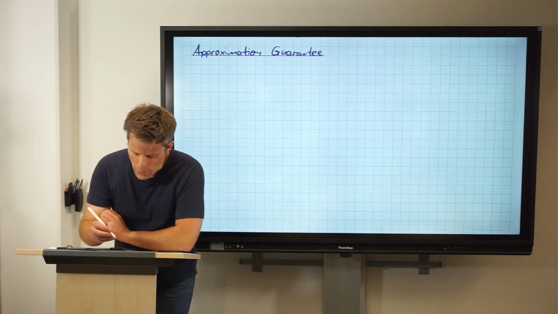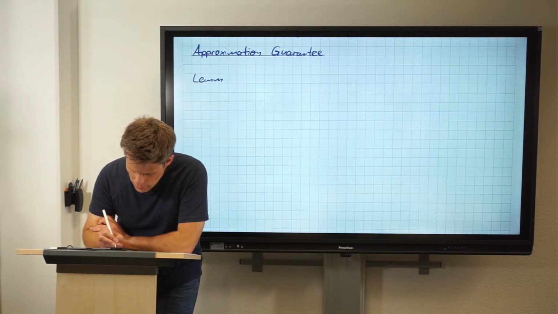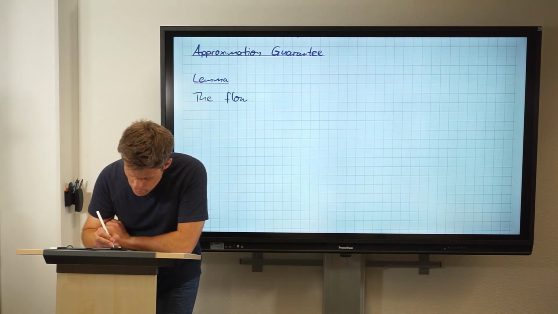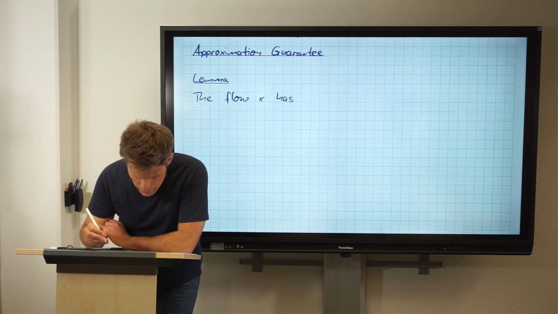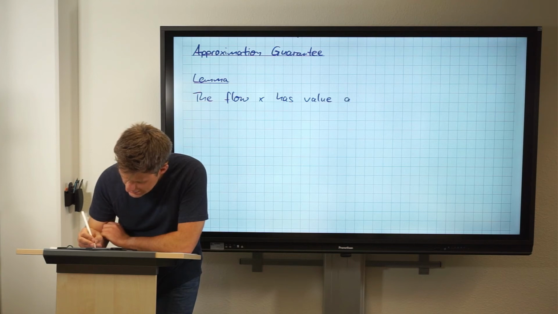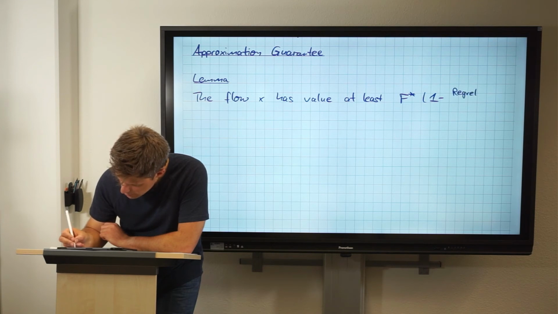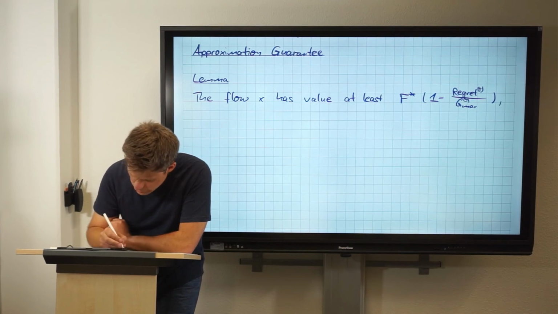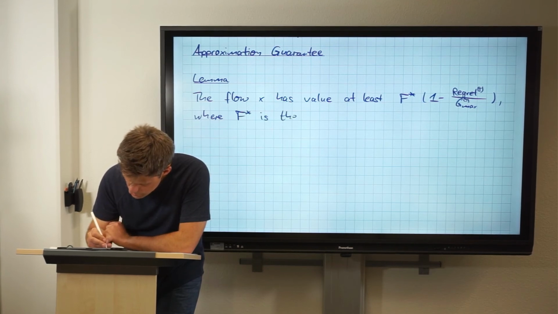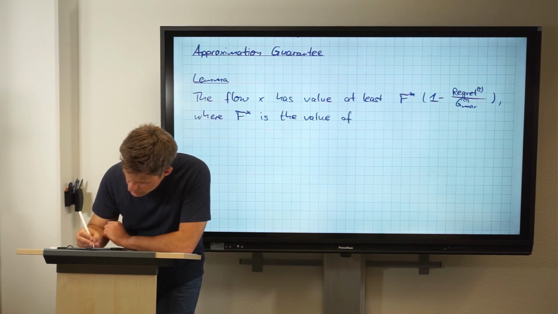So what we'll be showing is the following. We will show that the flow x computed by our algorithm has value at least f star times 1 minus the regret of the no-regret algorithm divided by G max, by the maximum gain, where f star is the value of an optimal flow.